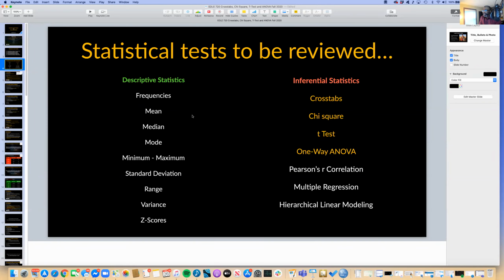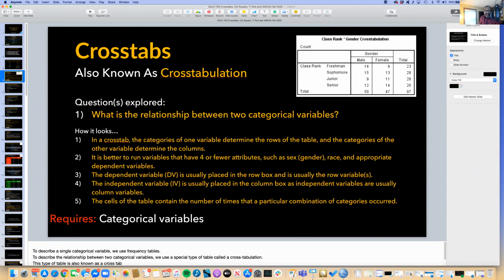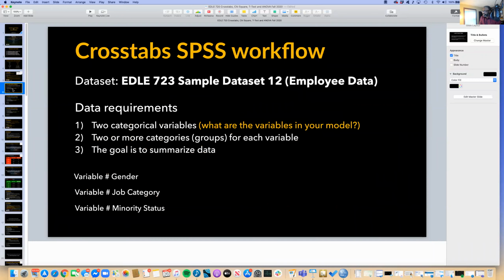But at any rate, let's jump right into Crosstabs. Again, this is basically a summarization of categorical variables or categorical data. You'll be using two categorical variables, and what we're going to use today, just to summarize some data from the beginning, is employee data. The first data we're going to look at are gender, job category, and then we'll swap it out and put in minority status.